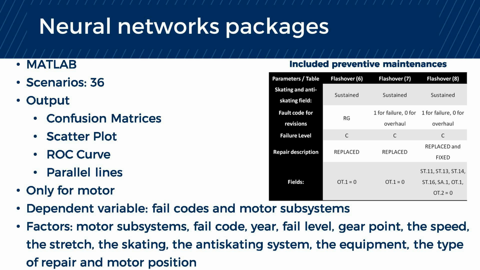It created 36 scenarios and the output was the confusion matrix, the scatter plot, the ROC curve, and the parallel lines. Some peculiarities of this environment are the focus on the motor, with 2 scenarios for the dependent variable: one for the fail code and the other for the motor subsystem. Information about preventive maintenance was added and 3 new master tables called flashover were created. Some variable columns required changes and others were left blank.